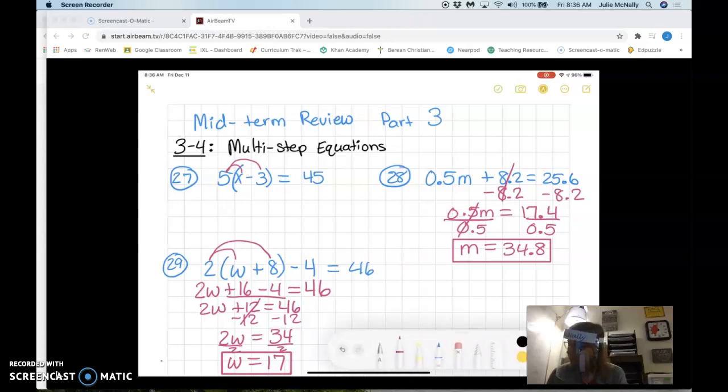Now, right here, be very careful on this step because I've seen some of you start subtracting 16 to the other side, but you've got to combine those two like terms before you move everything over to the other side. So that's the only step you have to be careful of. All right, copy that down.